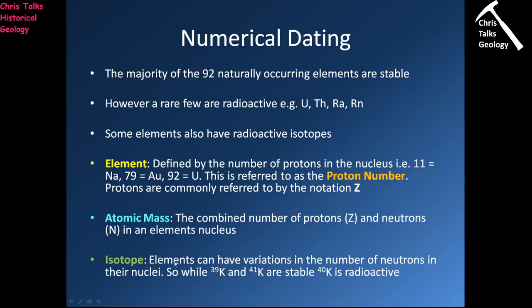An isotope is when elements can have variations in the number of neutrons in their nucleus, but the number of protons is the same. For instance, we have potassium 39, potassium 41 and potassium 40. Now 39 and 41 are stable. Potassium 40, on the other hand, is radioactive. As they're all potassium, they have to have the same number of protons. The thing that's varying to produce these different atomic masses is therefore the number of neutrons. So the number of neutrons will change, producing these different isotopes. Remember, we know they have to be the same element because the number of protons in each is the same. However, the atomic mass varies because the number of neutrons is different, and this gives us these different weights, and each of these different weights is classified as an isotope.